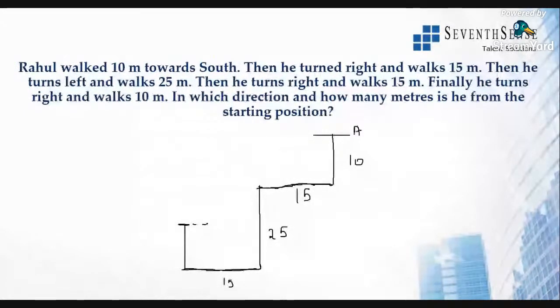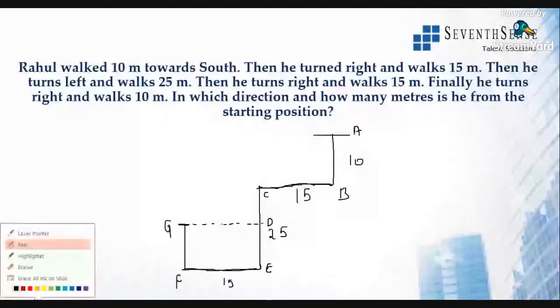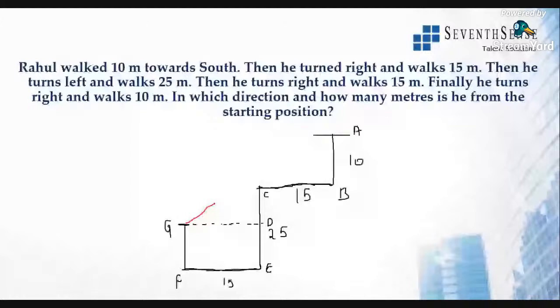So this point here is equal to this distance. All right. Just mark the edges, that is B and C. I'll just mark D here and E, F and G. What are they asking? In which direction and how many meters is he from the starting point? So they're asking that distance. So just mark that. So extend this.